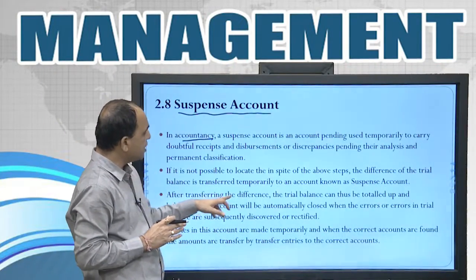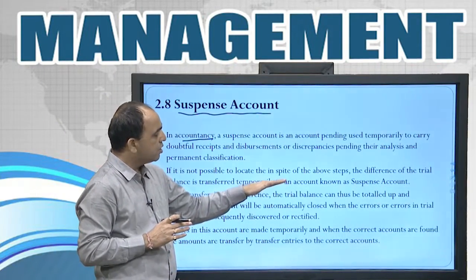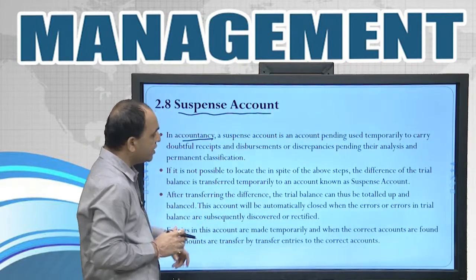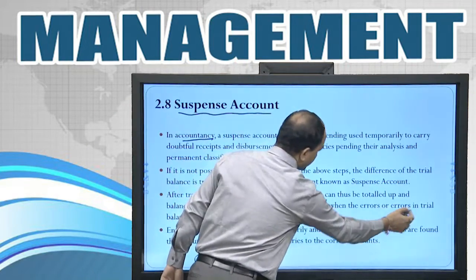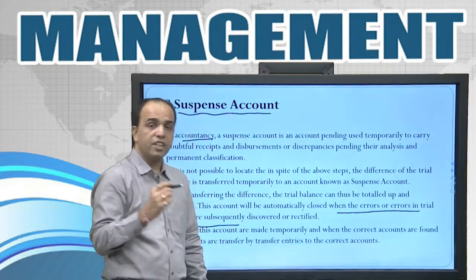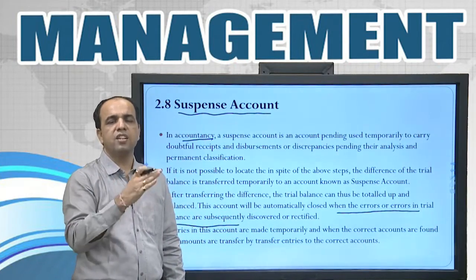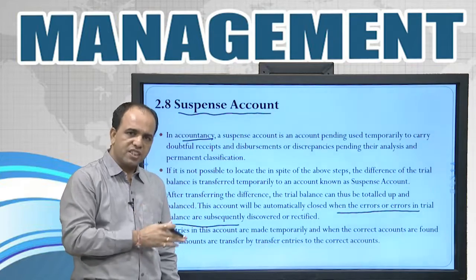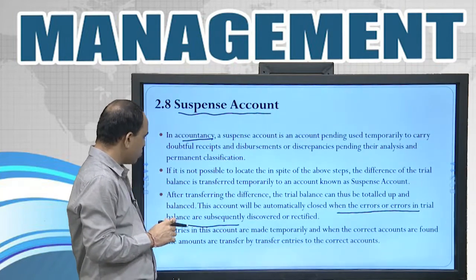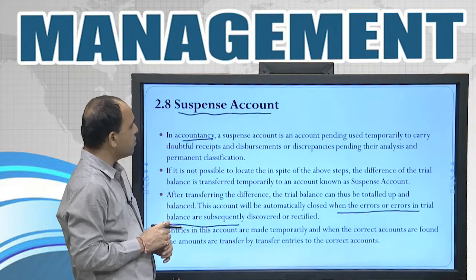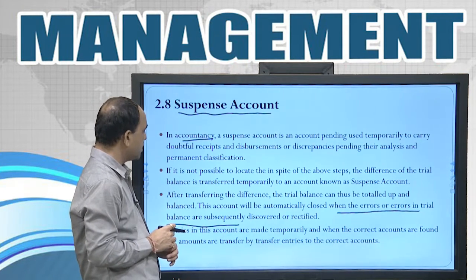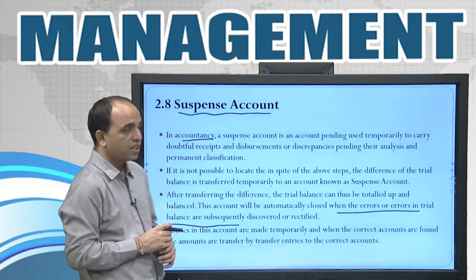After transferring the difference, the trial balance can be totalled up and balanced. This account will automatically close when the errors in the trial balance are subsequently discovered. As I said, next year or next time when the errors are discovered and rectified, it will automatically be closed. Entries in this account are made temporarily. When the correct accounts are found, the amounts are transferred by transfer entries to the correct accounts.